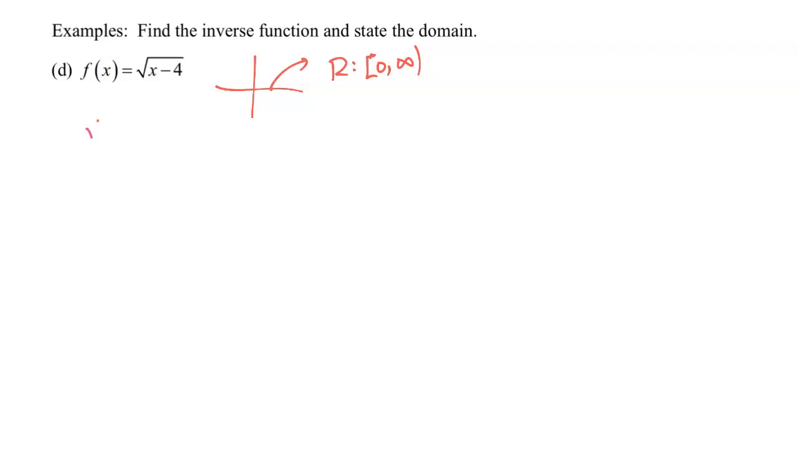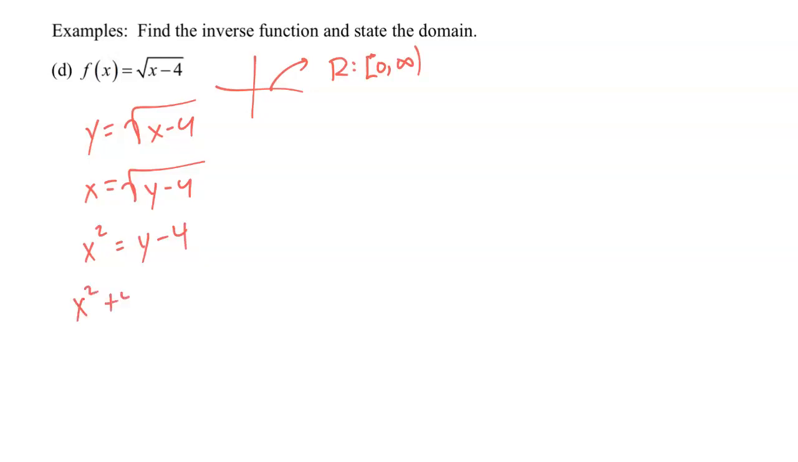Okay, so finding the inverse, we're going to switch the x and the y first, and so this is going to become x is equal to the square root of y minus 4. In order to get rid of a square root, I'm going to square both sides, so x squared is equal to y minus 4, and then to get y by itself, I'm going to add 4 to both sides so that I get y is equal to x squared plus 4, and writing that in inverse notation, I'm going to have f inverse of x is equal to x squared plus 4 with a domain of 0 to infinity.